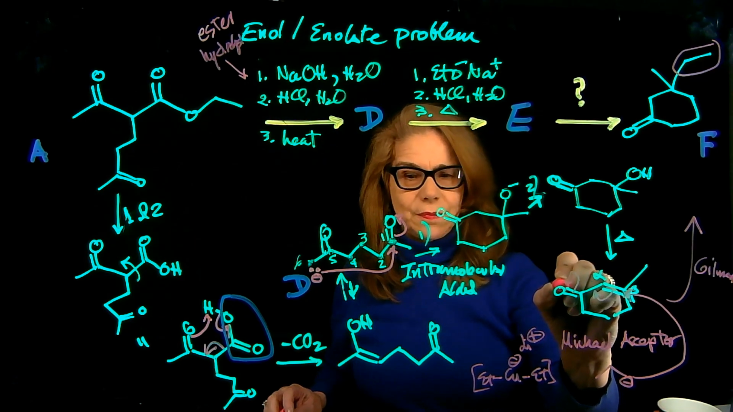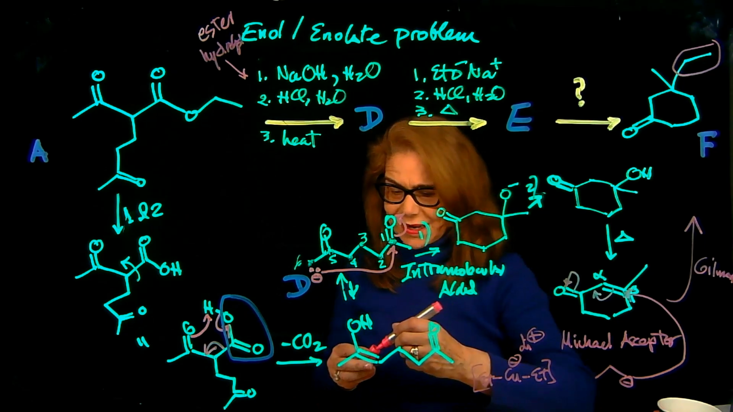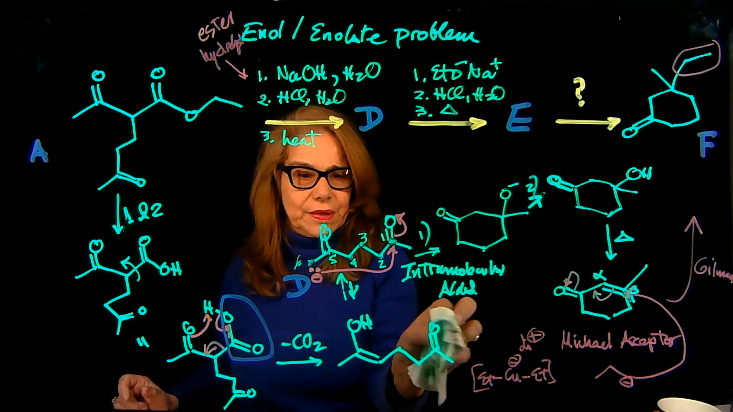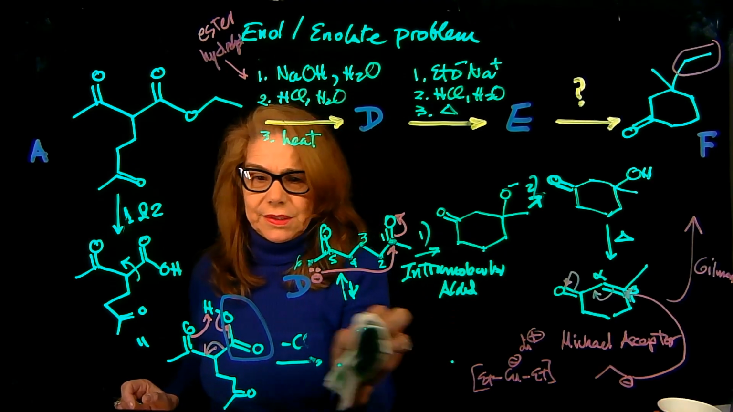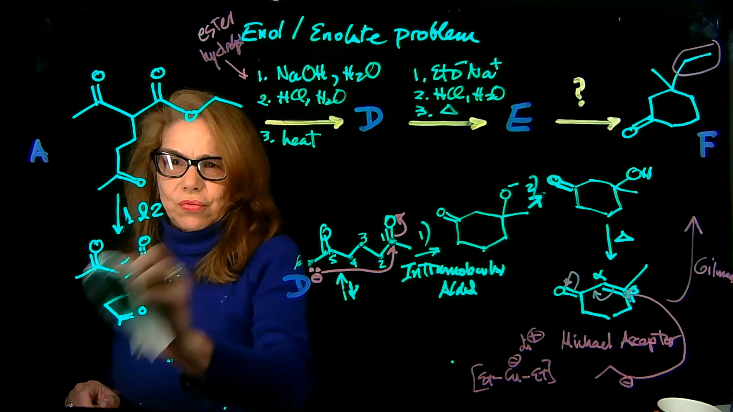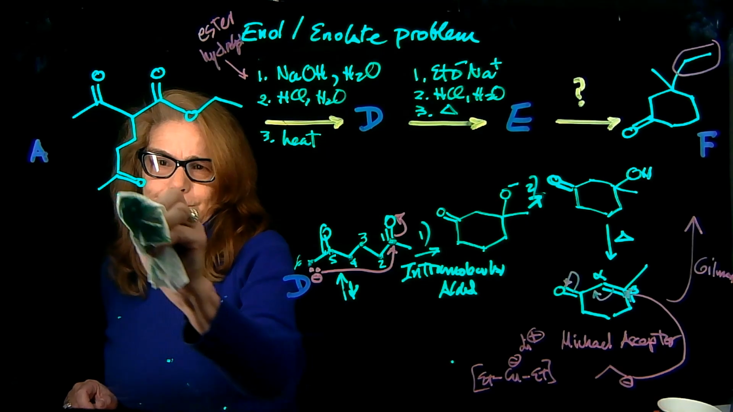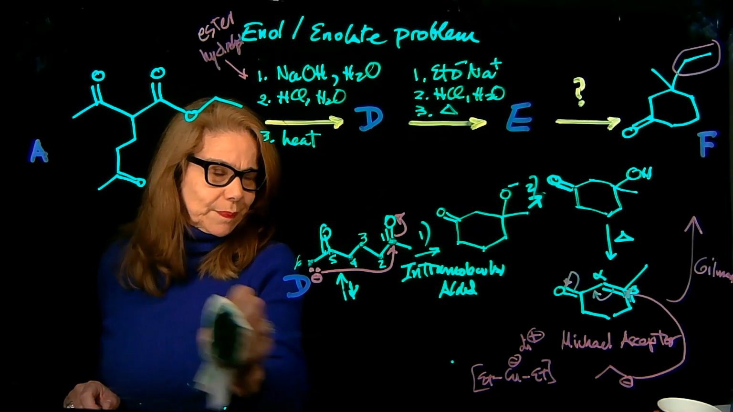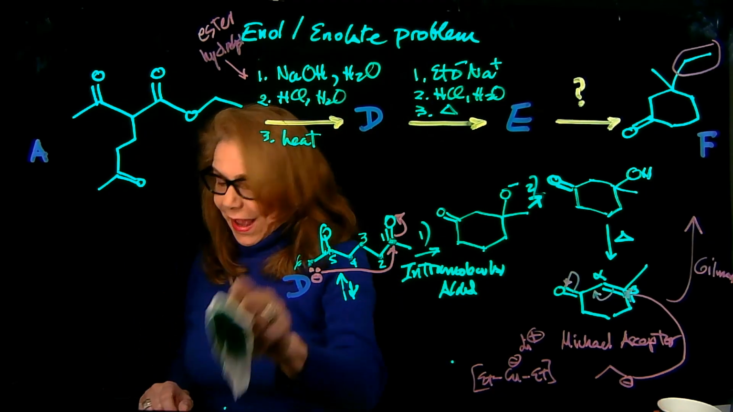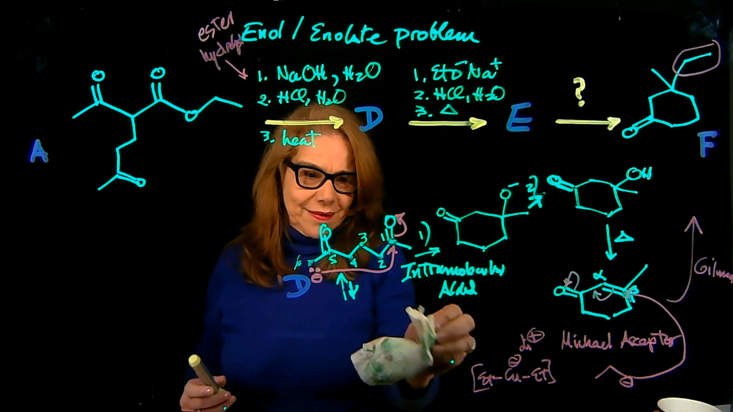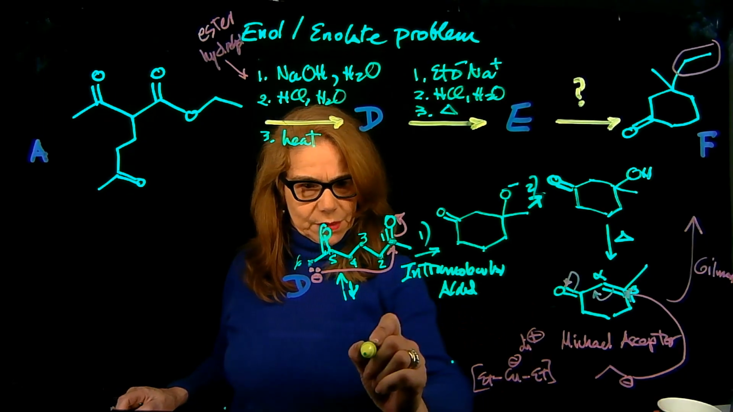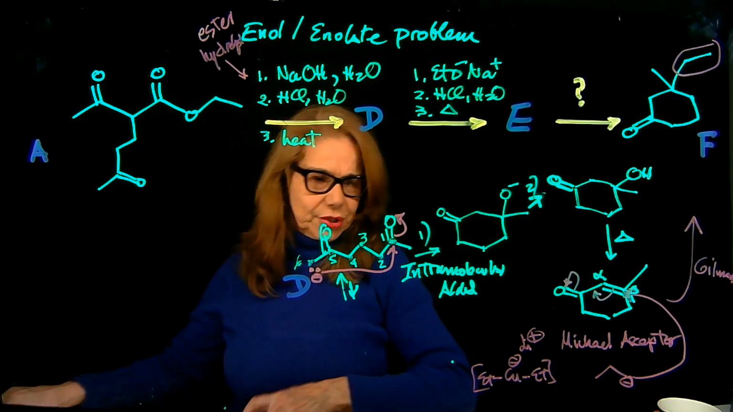So now I'm going to be erasing that part because we need the room to draw the product after the Michael addition with the Gilman. So I'm doing this. After I did this step to get to F, we're almost there. So we're going to be drawing this product after that reaction.